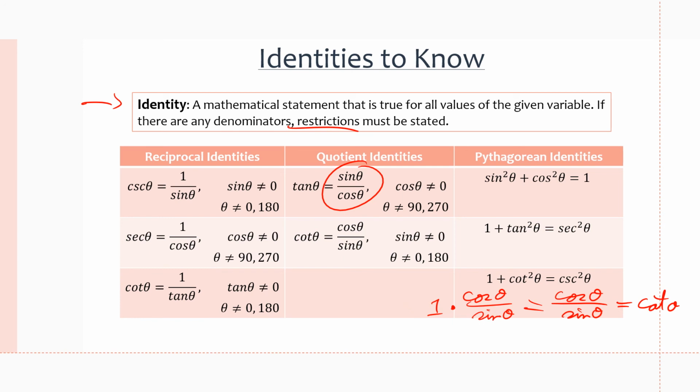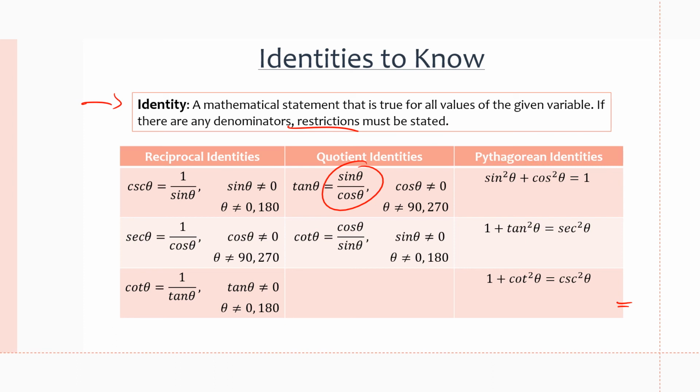So that's cotangent. And again, since we have the reciprocal now, we have sine of theta on the denominator. Sine of theta cannot be 0, so our restrictions on theta will be 0 and 180. Okay. Lastly, we want to remember the Pythagorean identities.